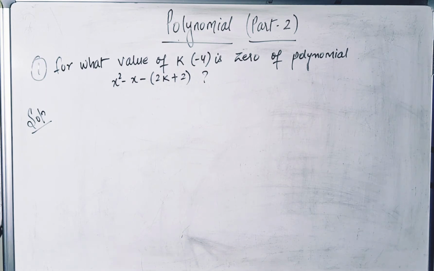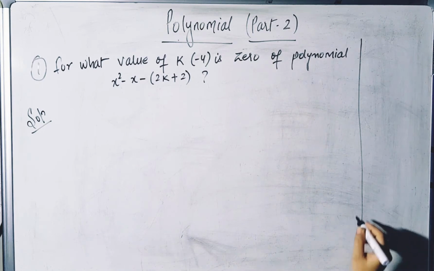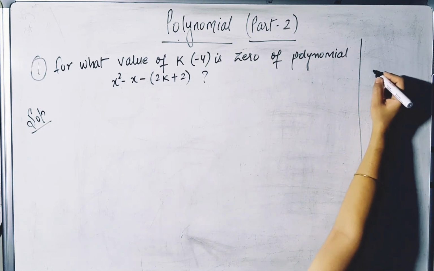So students, today we are going to start the chapter that is polynomial, and today we will discuss its part 2. In part 1 video, we have already discussed what are the zeros of polynomial, how to find zeros of the polynomial, and we have also verified the relation between zeros and the coefficient. And one more thing we have seen which is very important, and today related to that only we will be solving examples. The concept was sum of zeros.